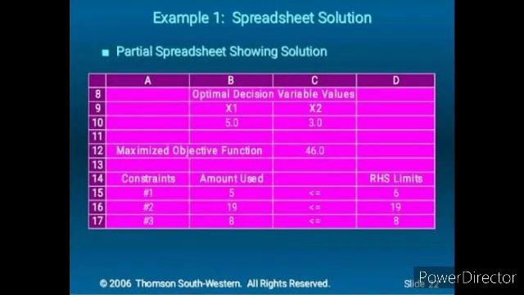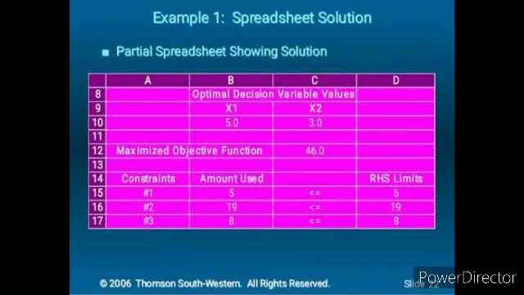Example 1. Spreadsheet solution. This is a partial spreadsheet showing the solution. Optimal decision variable values: variable 1 is 5.0 and variable 2 is 3.0. The maximized objective function is 46.0.